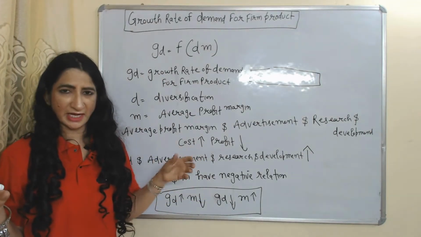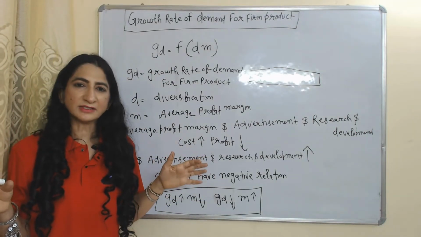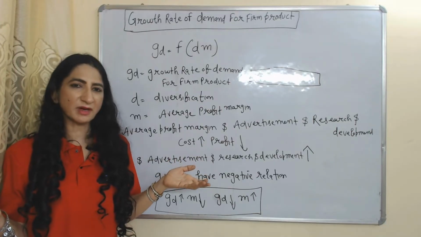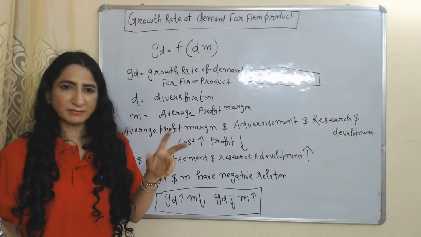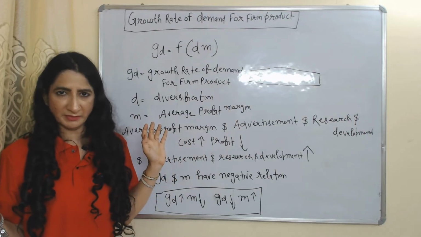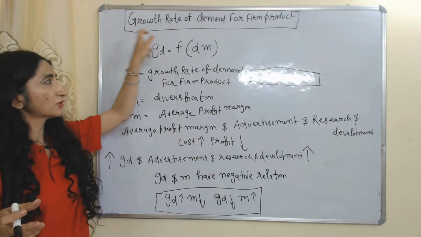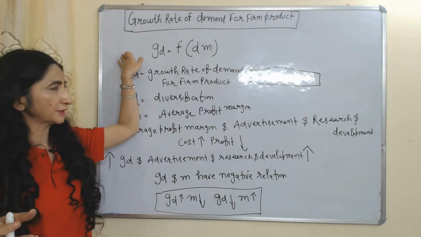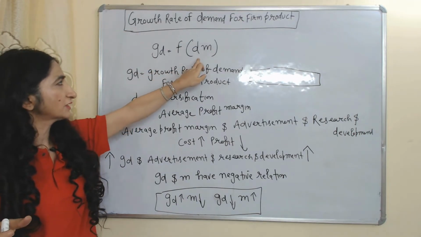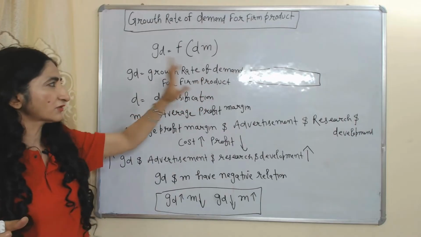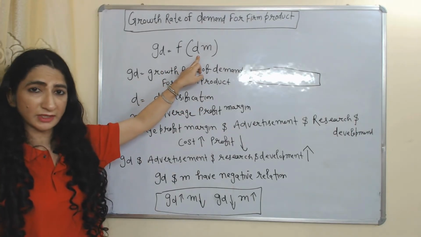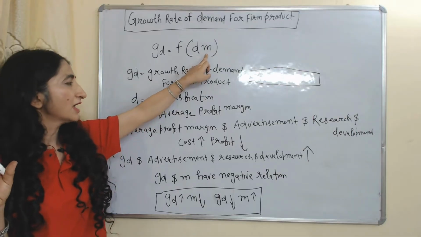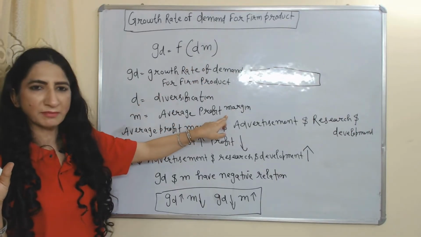According to this theory, as we earlier discussed, balanced growth depends on the growth rate of demand for the firm's product and the growth rate of capital supply. One by one we discuss the two variables. First of all, we will see the growth rate of demand for the firm's product. GD is a function of D and M. Here GD is the growth rate of demand for the firm's product, D is diversification, and we have already discussed diversification. M means average profit margin.